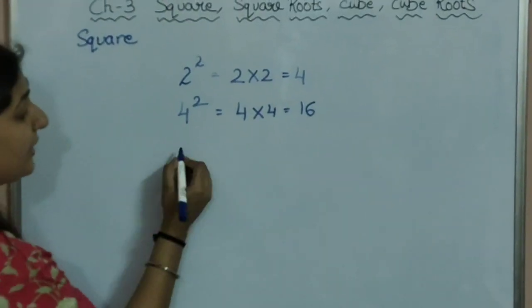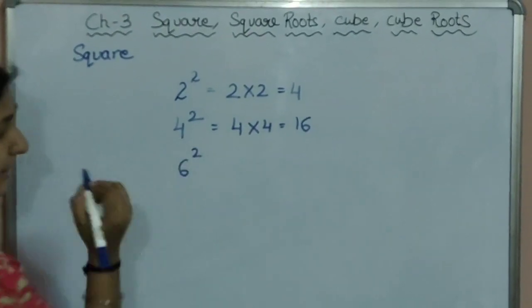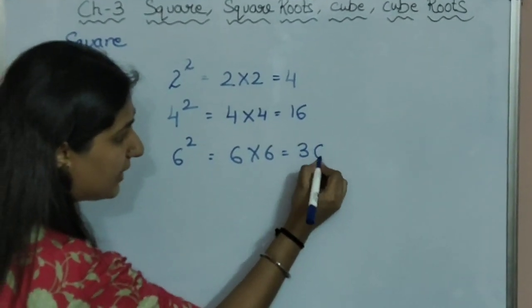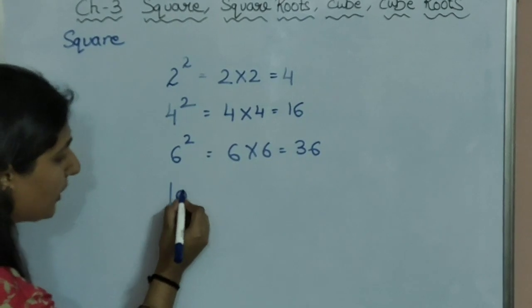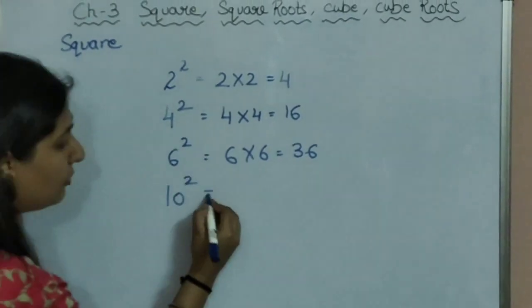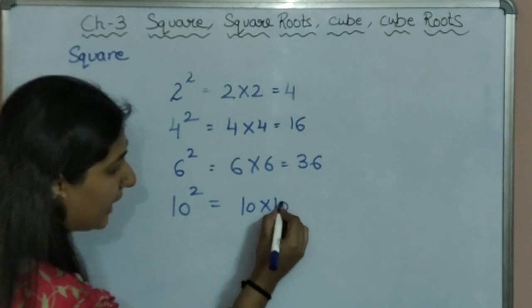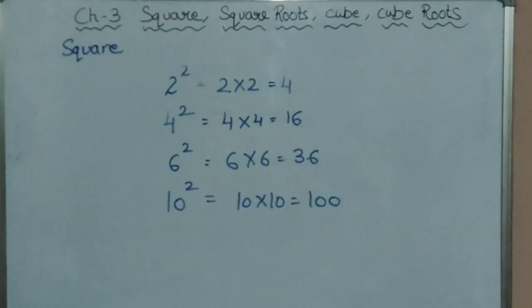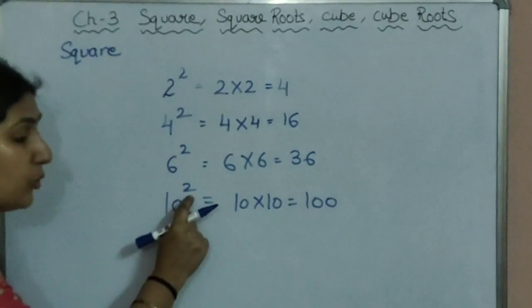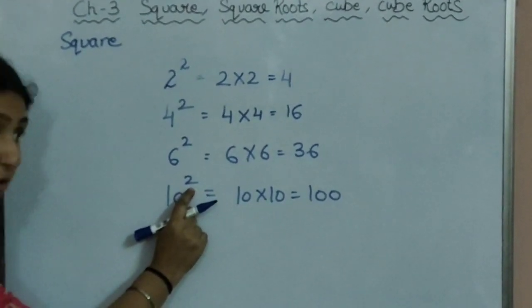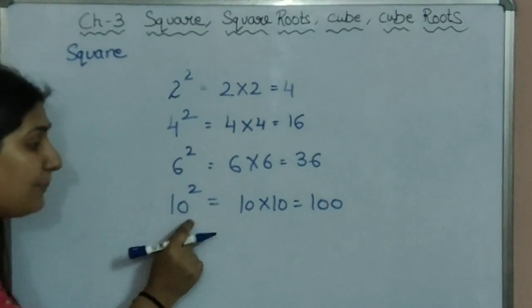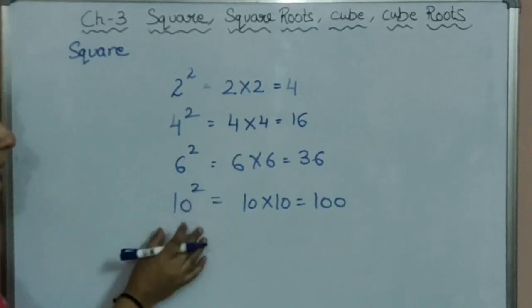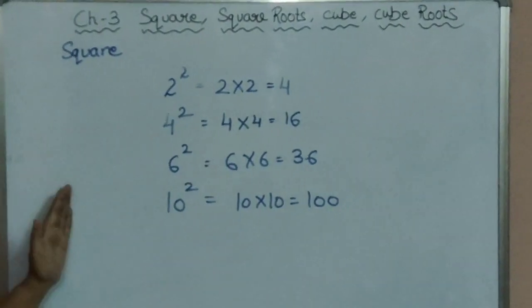Same in the case if we take the number 6. 6 square. That is 6 into 6. And the square of 6 is 36. Similarly, we can find out the square of 10. 10 raised to the power 2. That is 10 into 10. That becomes 100. What does this mean? This means if we have to find out the square of any number, we have to put its exponent as 2 and we have to multiply that particular number 2 times. Then we get the square of the given number. Okay? Hope you understand the concept of square.